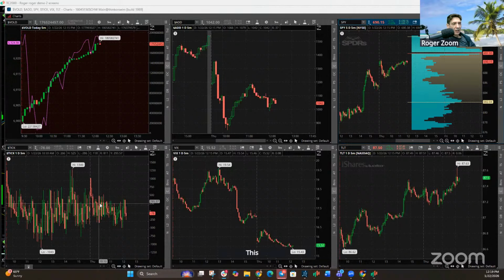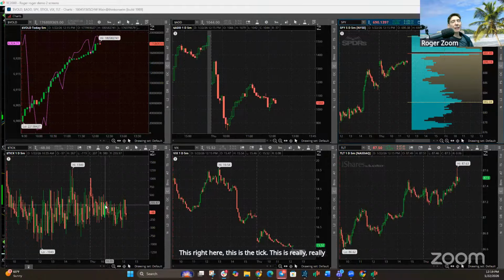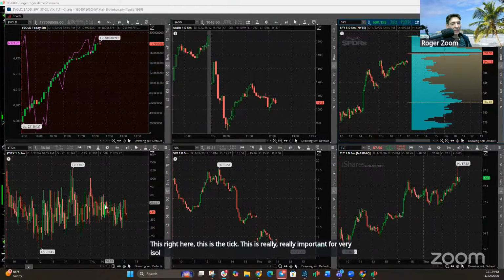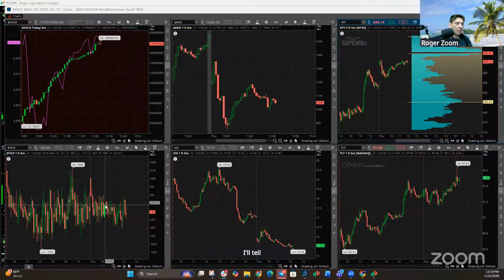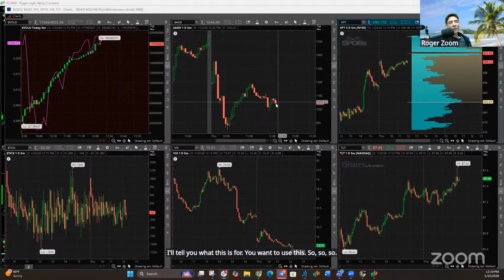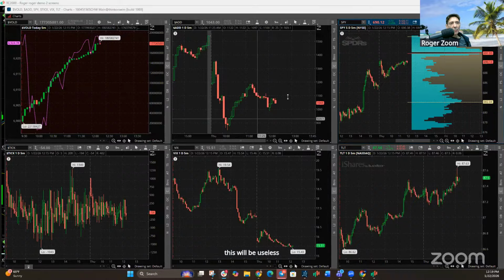This right here, this is the tick. This is really, really important for very isolated incidences, and I'll tell you what this is for. You want to use this. So let's say this is at 300. Okay, this will be useless. But let's say this is at 1,000. Now we got something to work with. So let me explain to you what it is.